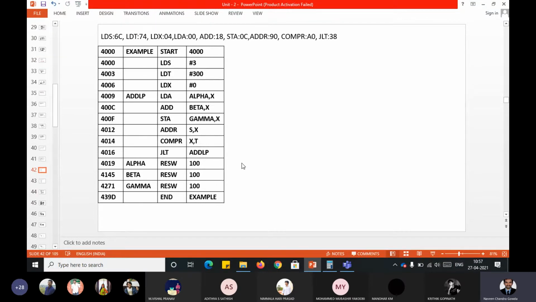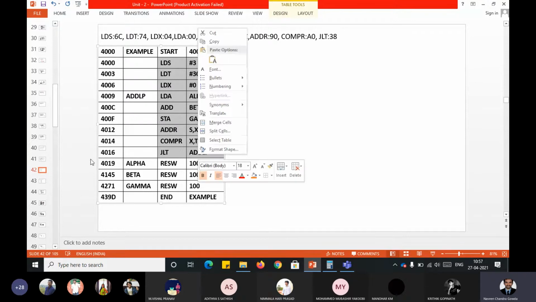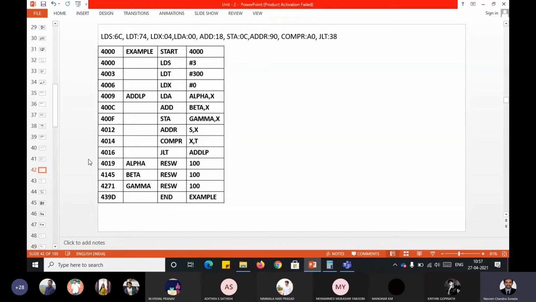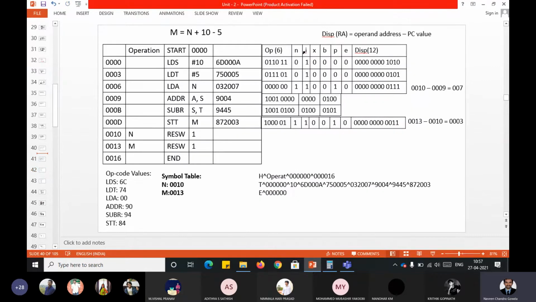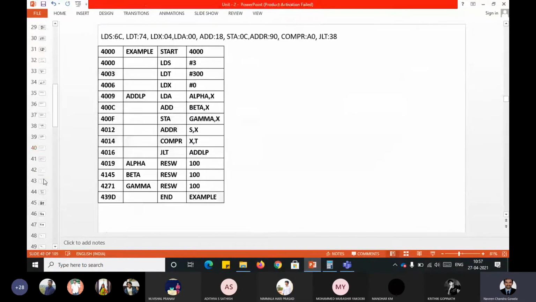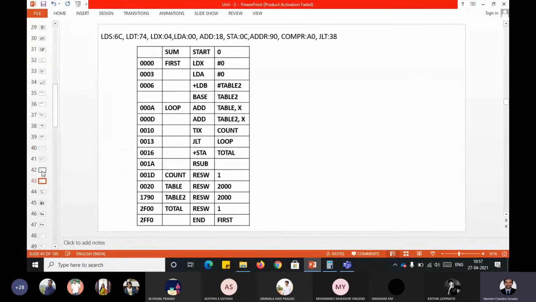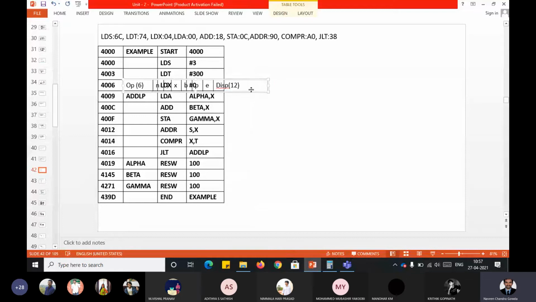As usual, whenever you say object code generation, you need to have the format of the instruction, format 2 and also format 3, because as I mentioned, we have only format 3 and format 2 instructions in our program example. So you need to have format 3. If you remember, this is the format we had, and you can observe this is our example.